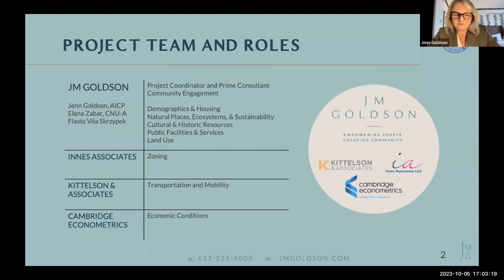So again, I'm Jen Goldson. We're the primary consultant, JM Goldson, and you'll see the different roles that we have as part of this project. We also have several other consultants who are part of this team. So we have Emily Innes from Innes Associates focused on the zoning analysis. We have Kittleson focused on the transportation and mobility analysis, and then Cambridge Econometrics on economic conditions. They're not here today, but we've taken their work and incorporated it into the summary that you received last week.